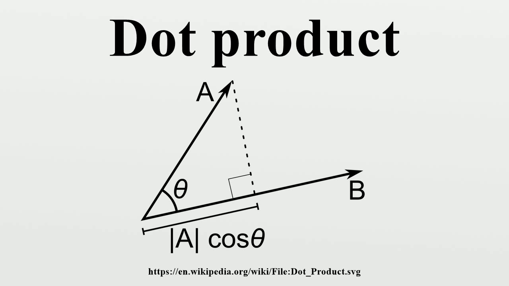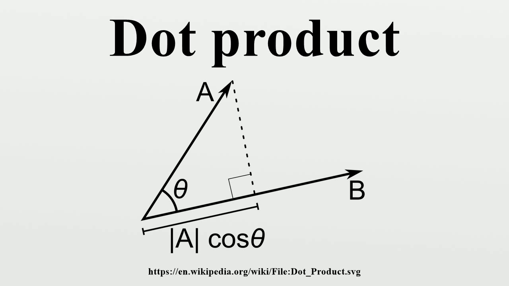Algebraic definition: the dot product of two vectors A = [A1, A2, ..., An] and B = [B1, B2, ..., Bn] is defined as the sum of AiBi, where sigma denotes summation notation and n is the dimension of the vector space. For instance, in three-dimensional space, the dot product of vectors [1, 3, -5] and [4, -2, -1] is computed.